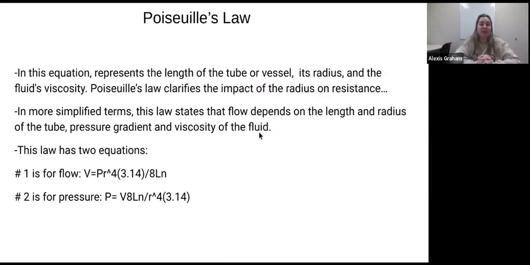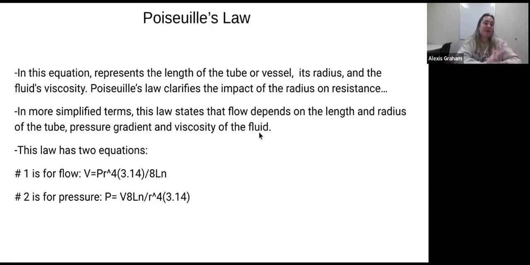Next, we're going to talk about Poiseuille's law. In this equation, it represents the length of a tube or vessel, its radius, and the fluid's viscosity, which is how thick it is. Poiseuille's law clarifies the impact of the radius on resistance. So how big it is determines how much resistance there is. In more simplified terms, this law states that flow depends on the length and radius of the tube, the pressure gradient, and the viscosity of the fluid. So depending on how long or short it is, how wide or small it is, and how thick the fluid is determines how much pressure will be in this tube.